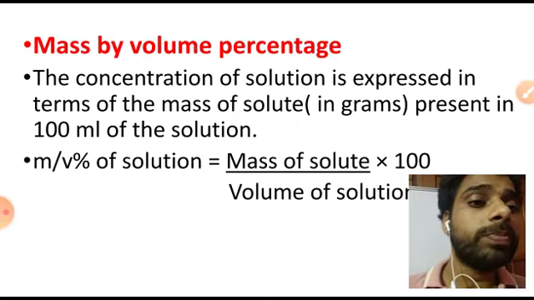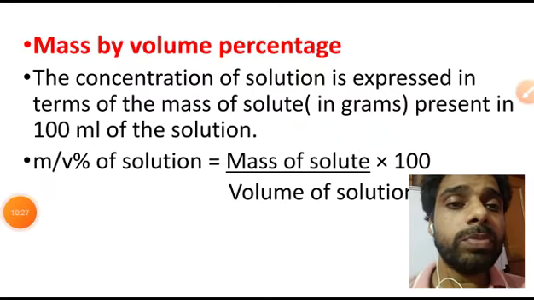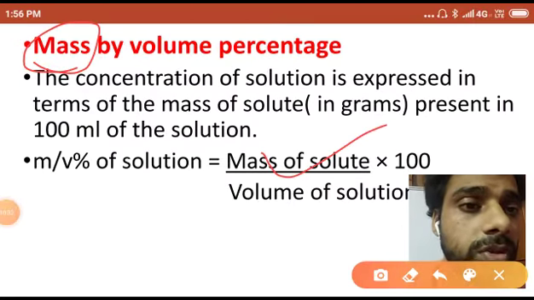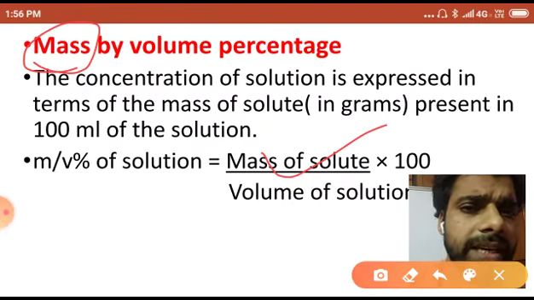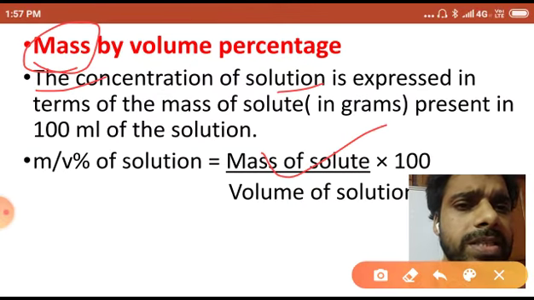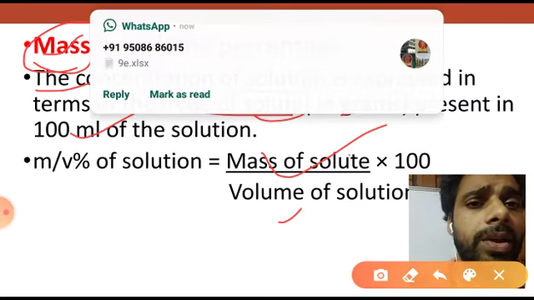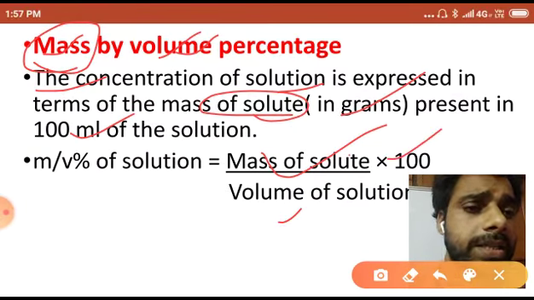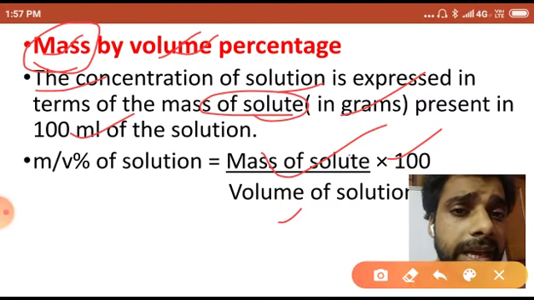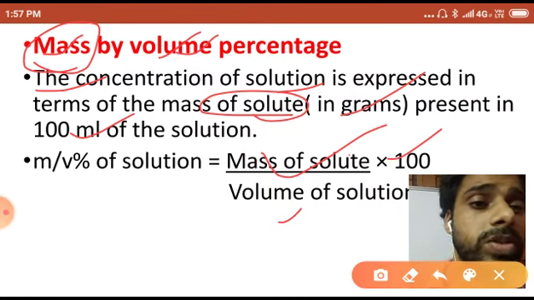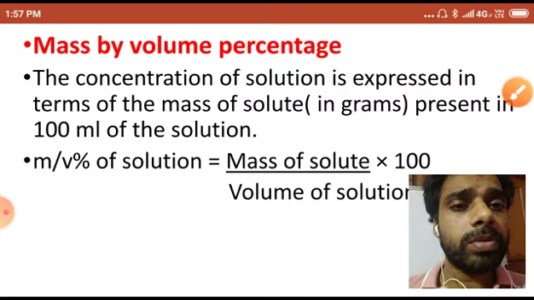Now mass by volume percentage, what does it mean? Mass means the mass of solute I am talking about. The explanation is the same: the concentration of solution is expressed in terms of mass of solute present in 100 ml of solution. Volume here is in ml, so mass means gram, volume means ml. You can see 100 is written here. So we can say that m by v percent of solution means mass of solute upon volume of solution into 100. No problem with that.